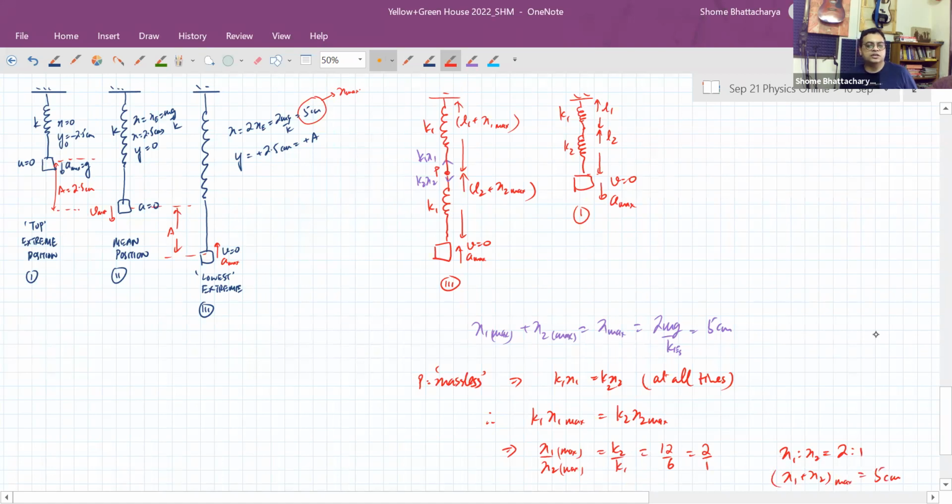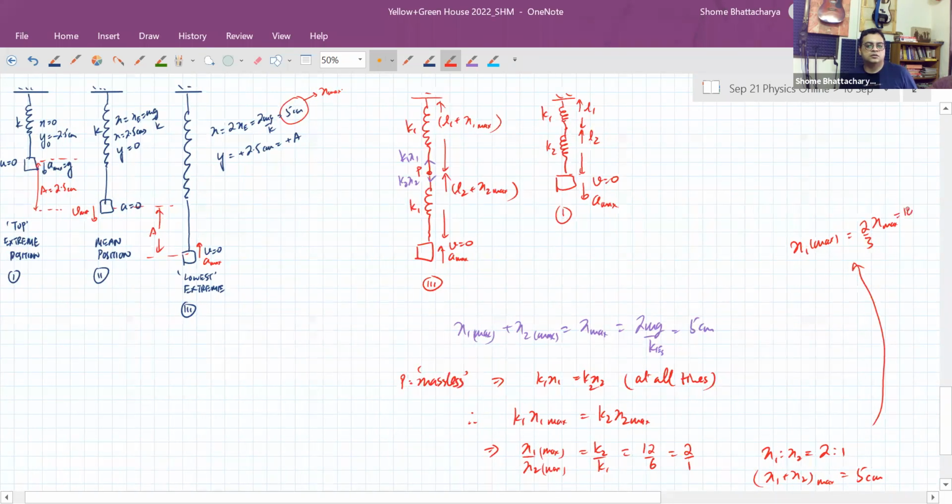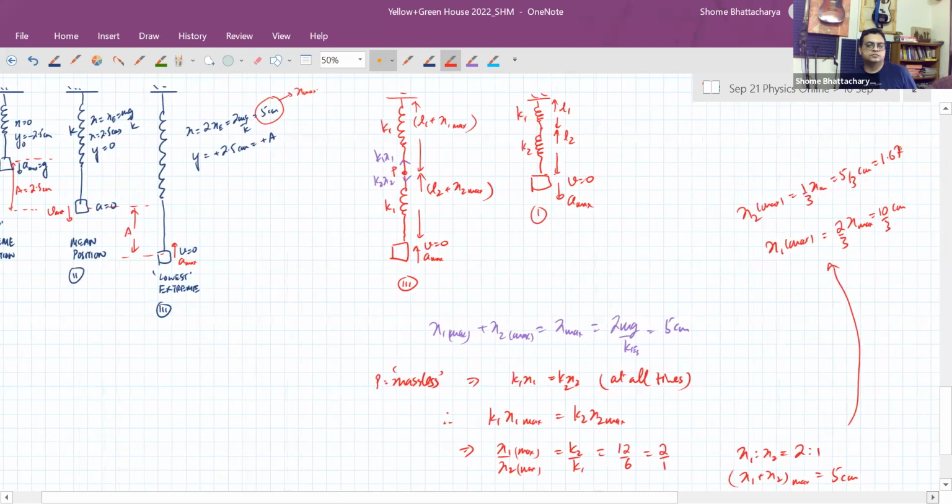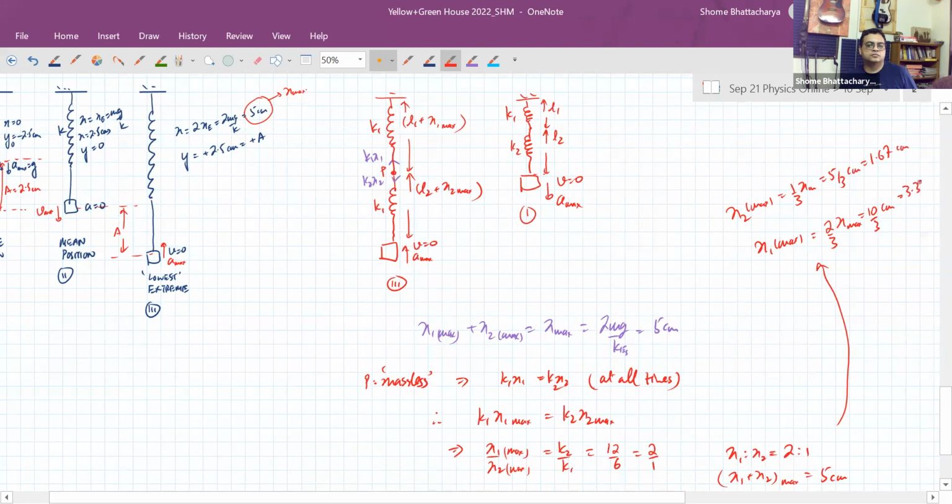From this you can see that x1's maximum value will be 2/3 of x maximum, so that's 10/3 centimeters, and x2's maximum value will be 1/3 of x maximum, so that is 5/3 centimeters. So this kind of values they will have.